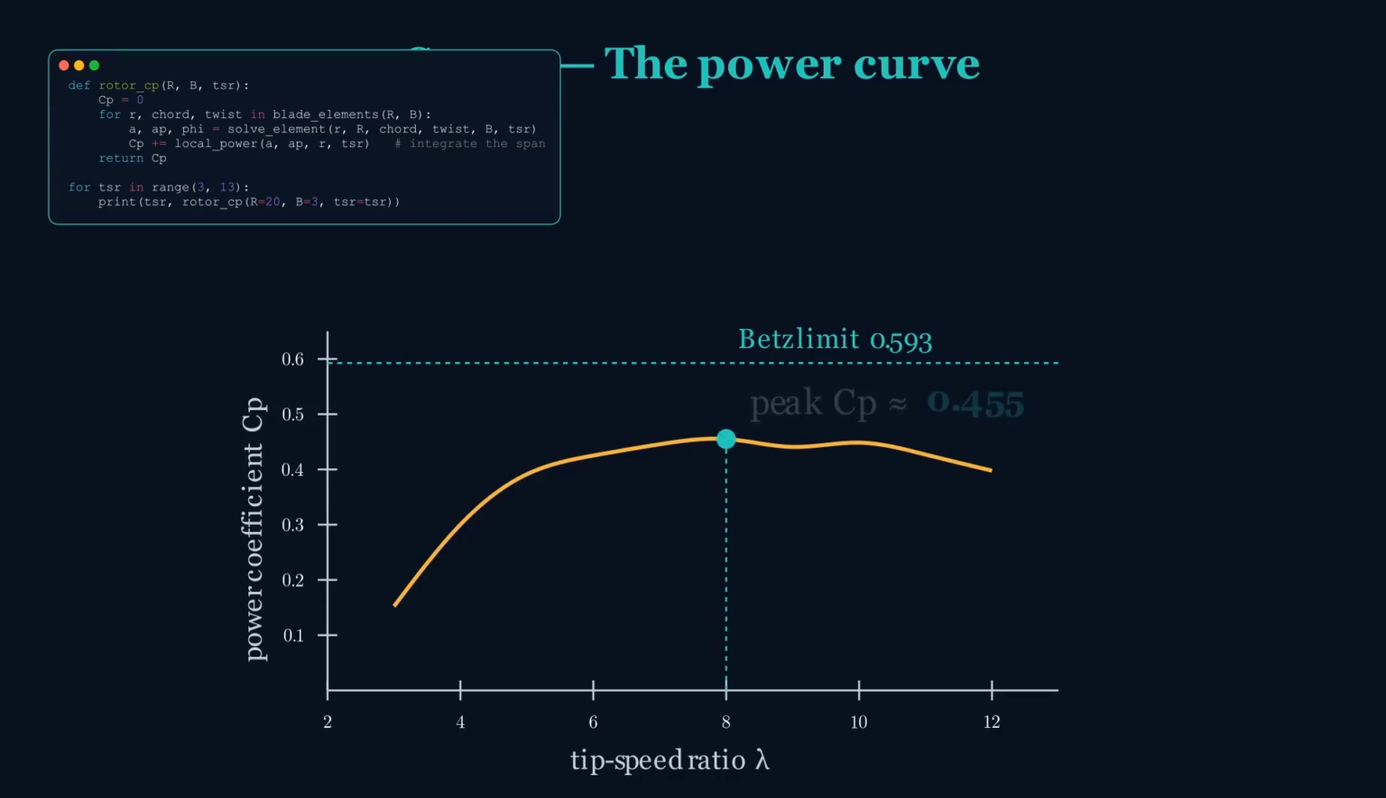And there's the payoff. The power peaks at a tip speed ratio of about 8, pulling roughly 45% of the wind's energy. Run faster or slower than that, and you capture less. That single peak is why every turbine is tuned to spin at one particular ratio.